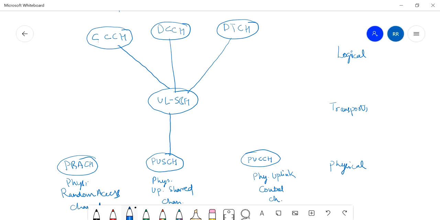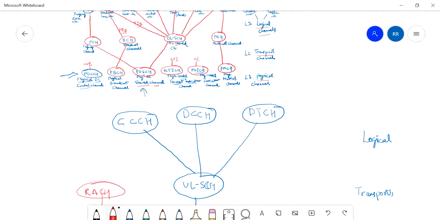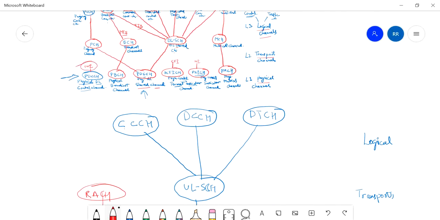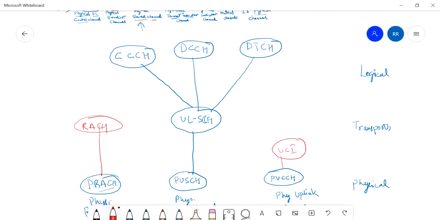And these are not mapped anywhere, PRACH and PUCCH. PRACH has the information of RACH, random access channel, right? Through PRACH only the UE tries to send the preamble and tries to get the RRC connection. Okay, that I'll explain later in message flow. This is RACH, and this is UCI. PUCCH is used for UCI, uplink control information, as PDCCH is used for DCI, downlink control information.